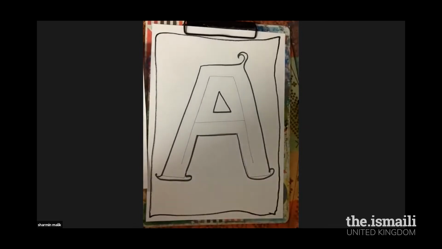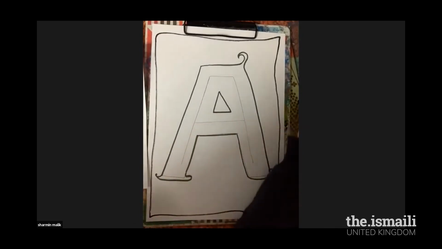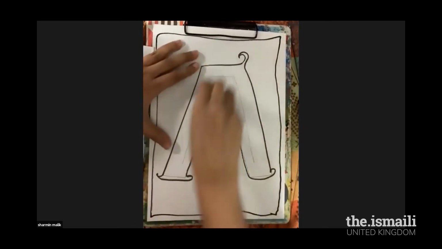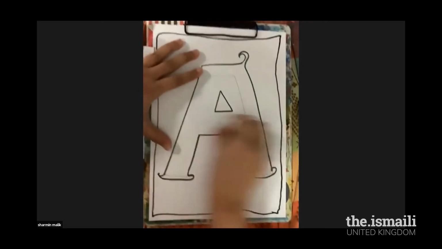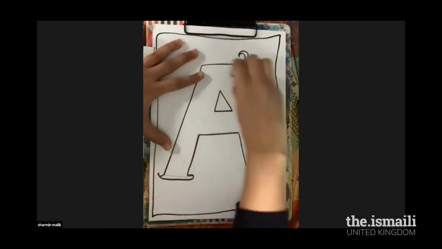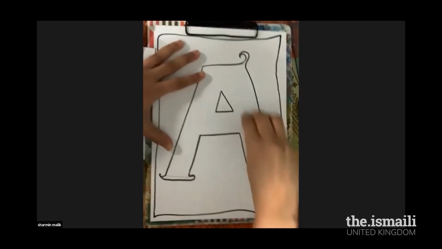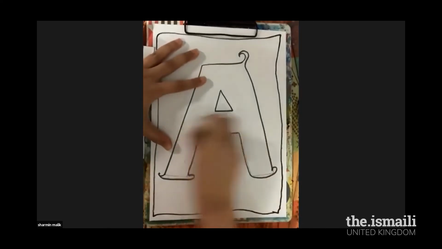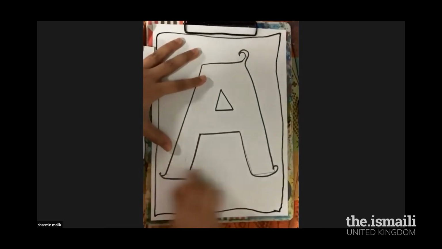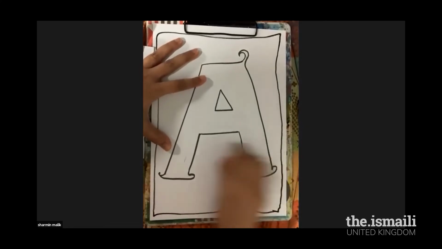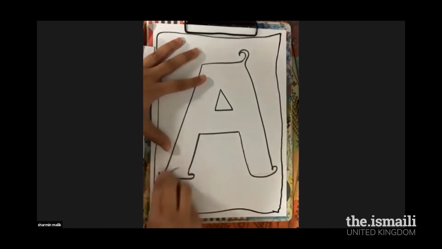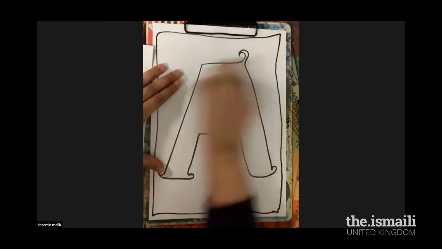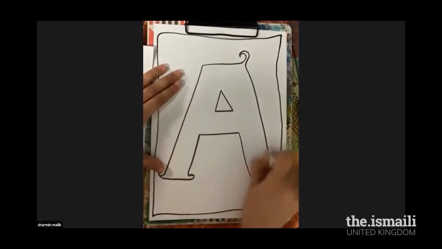Okay. So after this step, erase the pencil mark that is inside. The original letter that you wrote, erase that and erase all the pencil marks on your page. So erase the original letter that you had written, okay?